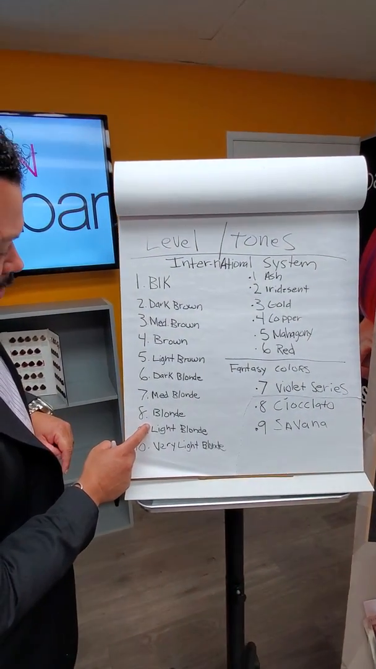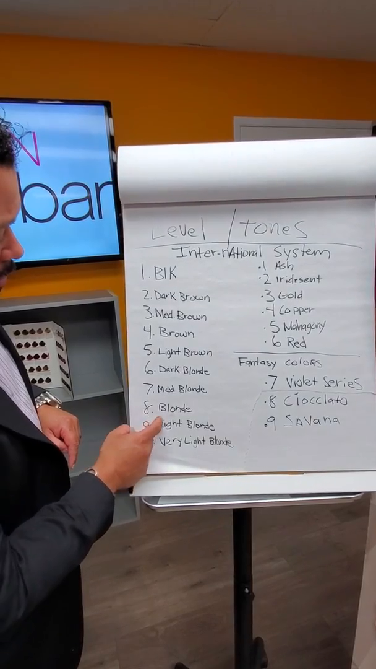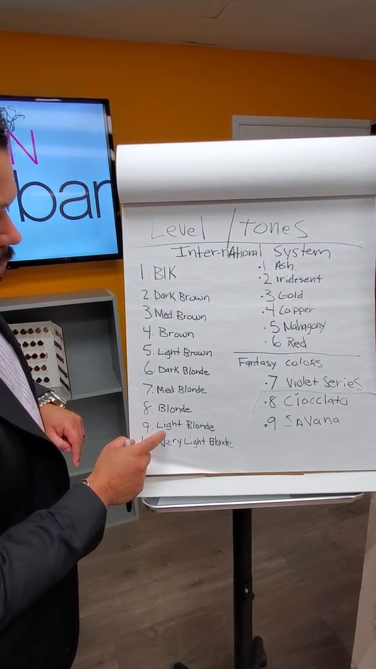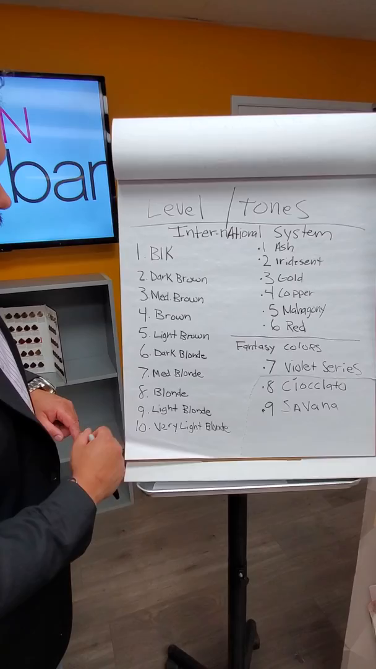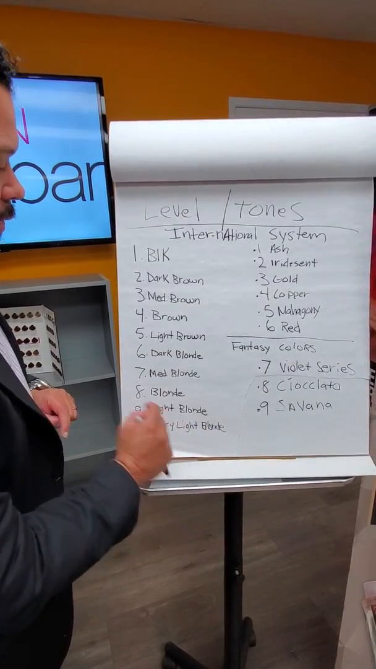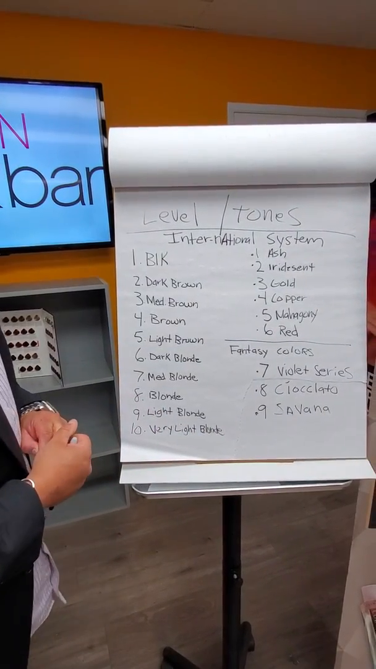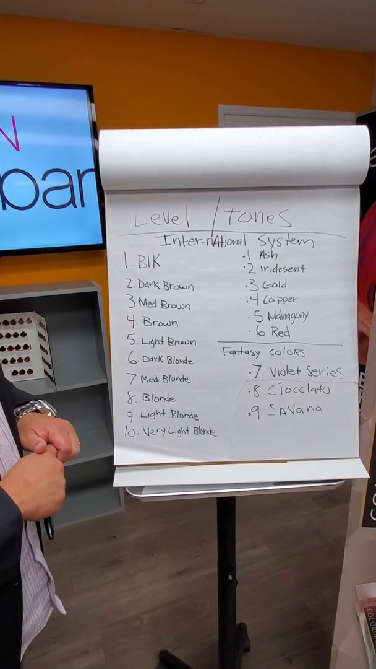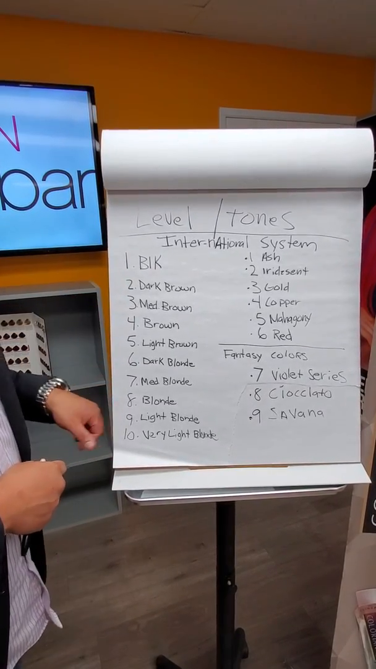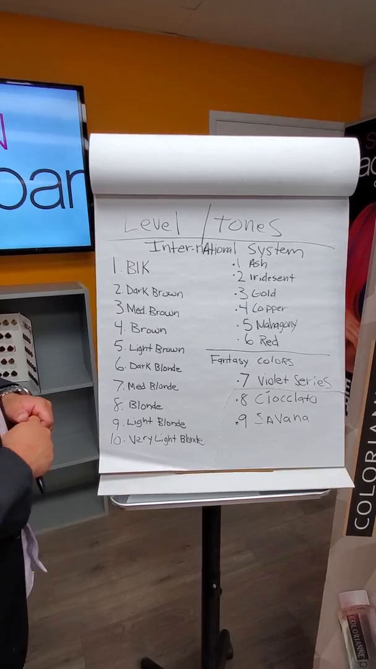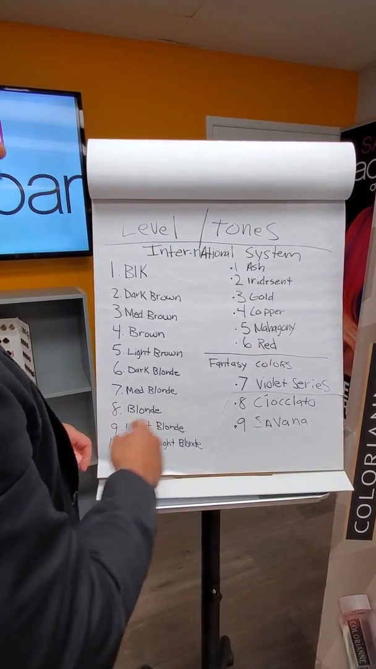And I think I said dark brown for number 6, which is actually a dark blonde. But continuing to 8 is going to be your blonde. Number 9 is going to be light blonde. And number 10 is going to be very light blonde. Depending on the company that you use, maybe the wording may be a little different, but the shades will be exactly the same.